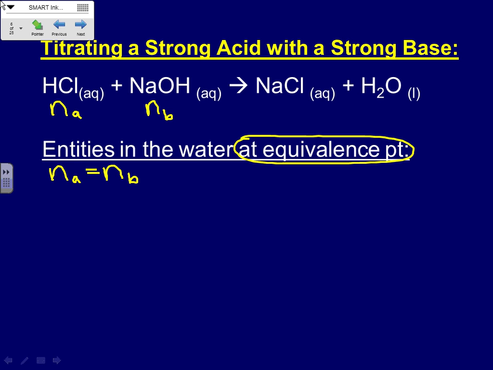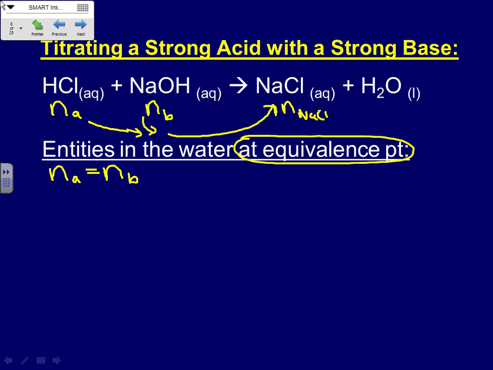In the end, this is going to react with this, and we're going to end up with all NaCl, N moles of NaCl. We're also going to get some water produced, but we're not worried about that water. That water goes off with the rest of the water in which it's dissolved, and there'll be no necessary effect.